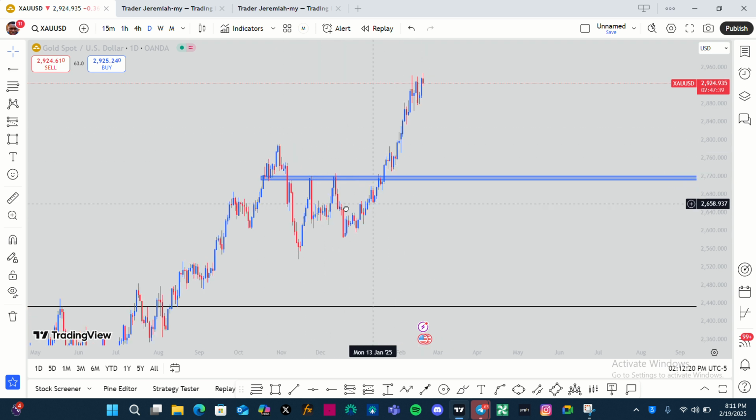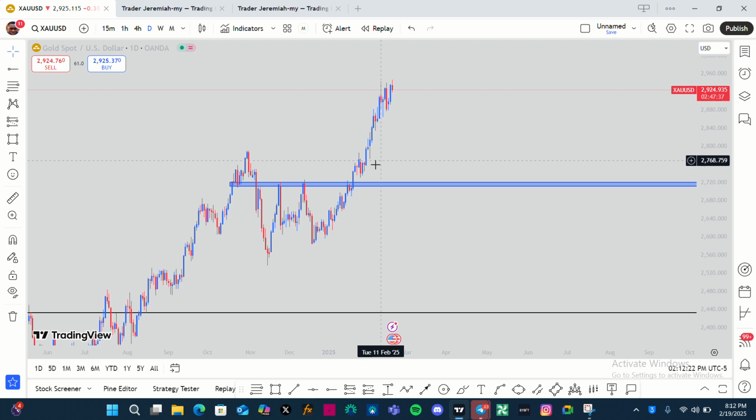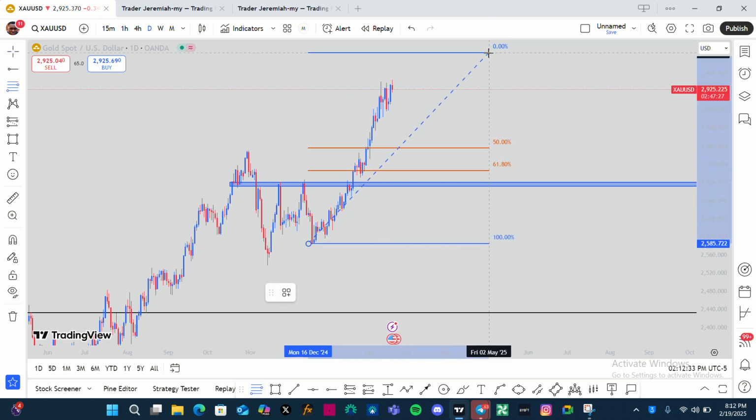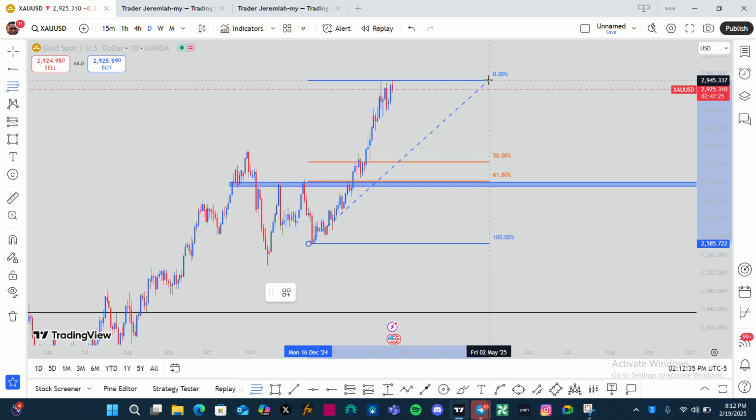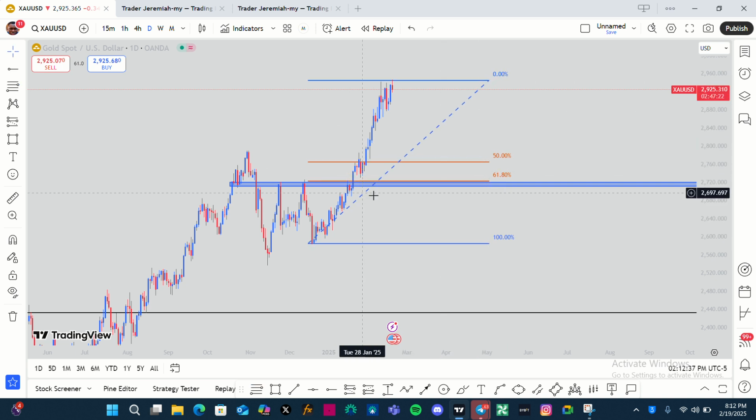I'll be waiting for price to come back down to this zone before looking for a buying opportunity. Price needs to retrace first, and if I bring out my retracement tool like this, and price retraces back into this zone and this Fibonacci level, then I'll be looking for buying opportunities.